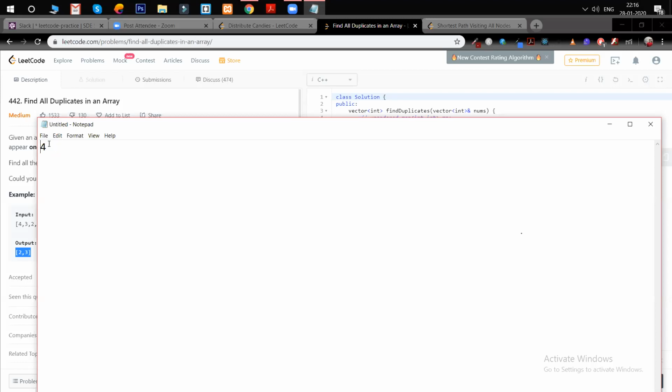Will this be working in order of n? Yes, obviously, we are just taking an XOR of each element of the array, so definitely it will take big O of n. Okay, I got it. Thanks.